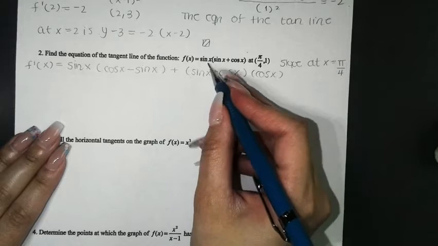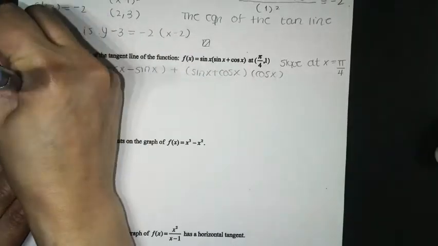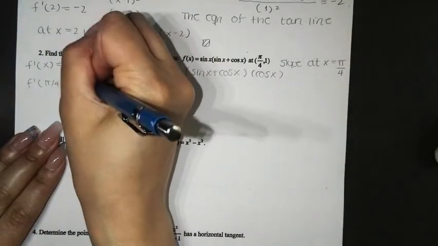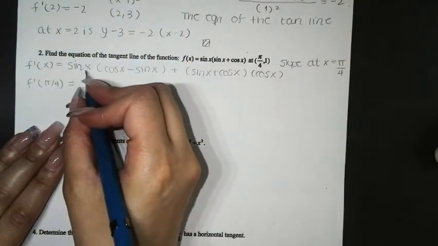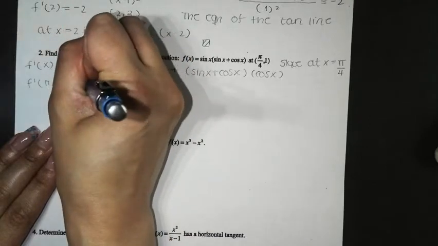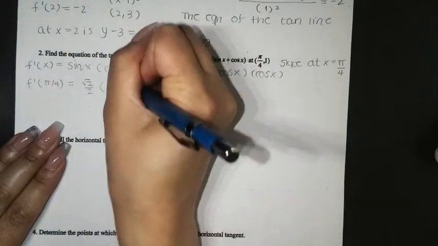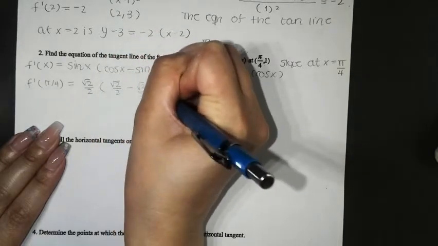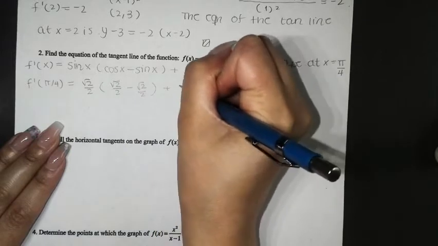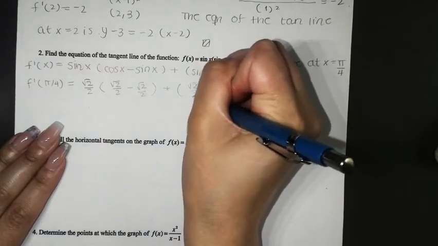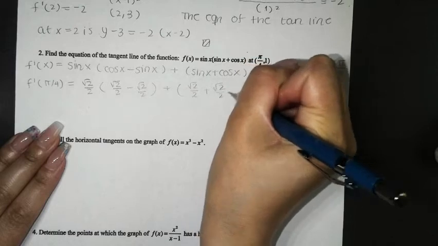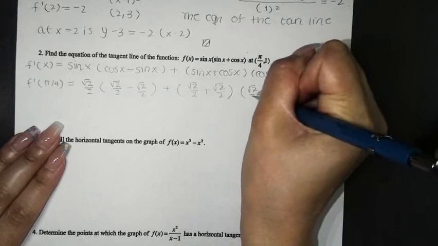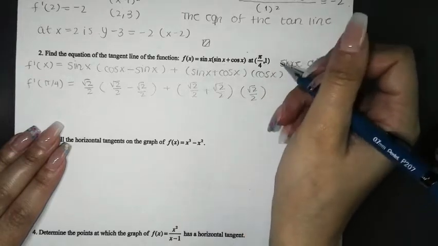Okay, so what are you going to do next? Pretty easy, like the previous one, you are going to plug the pi over 4 into this equation. Okay, so you know that sine of pi over 4 is root 2 over 2, parentheses, this is going to be another root 2 over 2 minus root 2 over 2, okay, plus, and then you have here parentheses, root 2 over 2, pretty boring, everything is root 2 over 2 because that happens at pi over 4, times root 2 over 2. Everybody with me? Okay, hopefully you are.